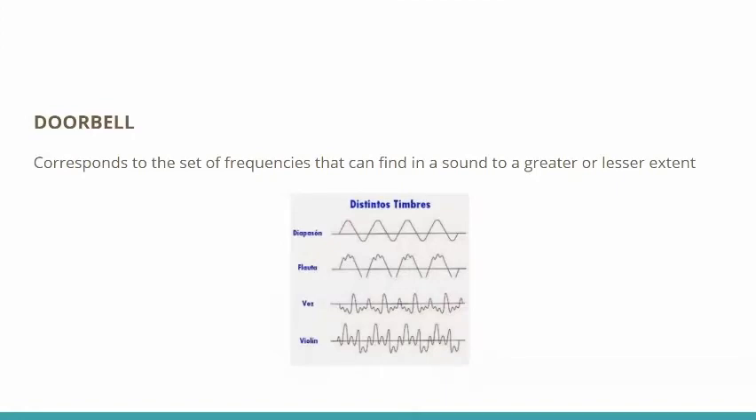The timbre corresponds to the set of frequencies that can be found in a sound to a greater or lesser extent, as can be seen in the image, the different timbres that different musical instruments have.